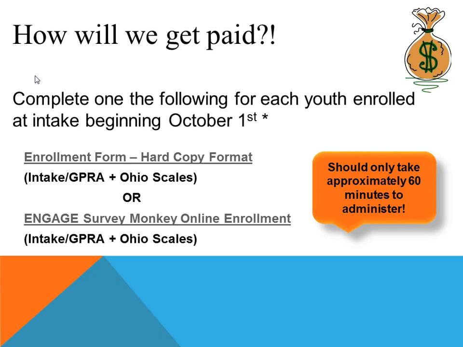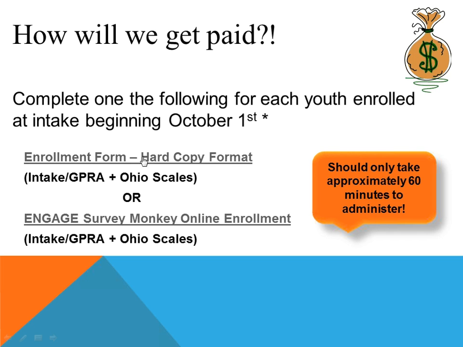I'm sure what most of you attended here today for was to figure out how you're going to get paid. So basically how this is going to work starting October 1st is that you're going to complete one of these forms for each youth that you enroll in the program. It should take approximately 60 minutes to administer these measures. You can do it on the phone, you can do it in person. You have the freedom to complete these as you will, but you do have to complete and submit these to get your $1,000 per youth at the enrollment.